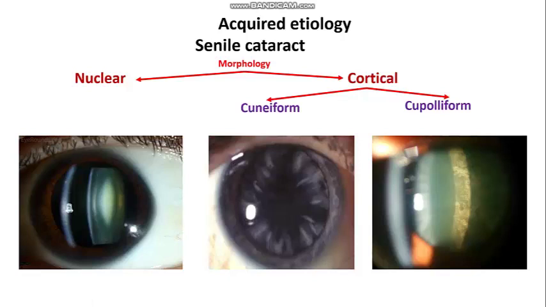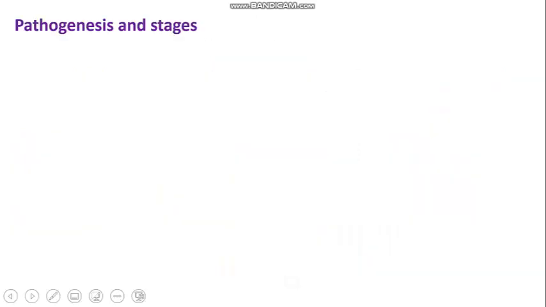You can see here again. This is the cornea, iris, and this is the lens, with opacity in the posterior part, the posterior surface. So cupoliform is also an example of posterior subcapsular cataract. Alright, what else? What happens in senile cataract?